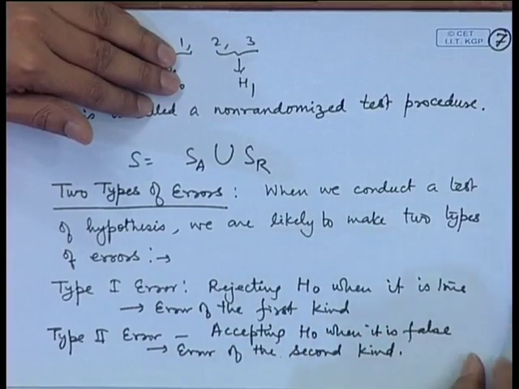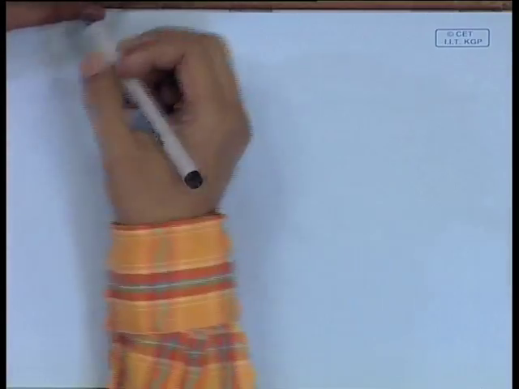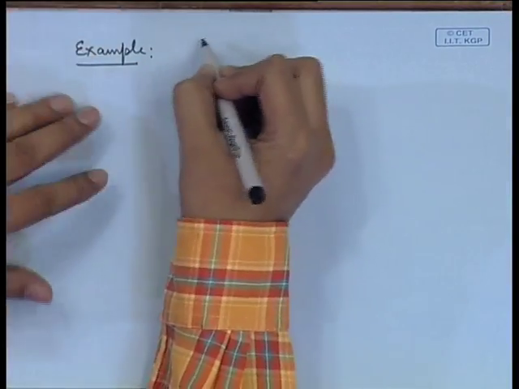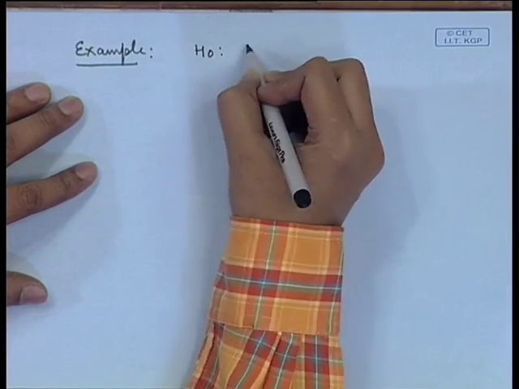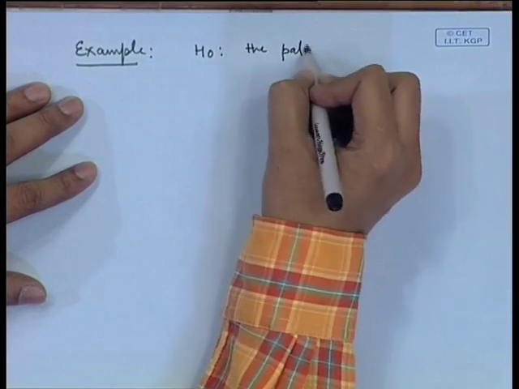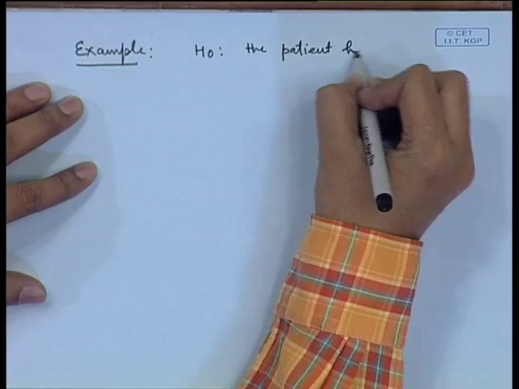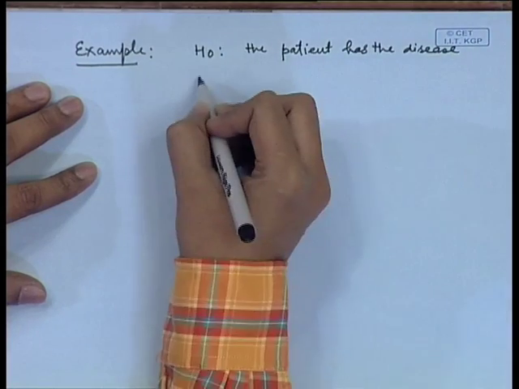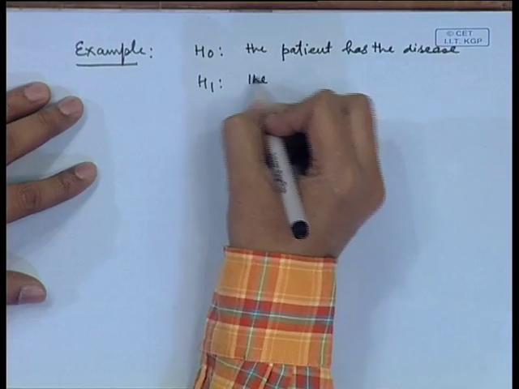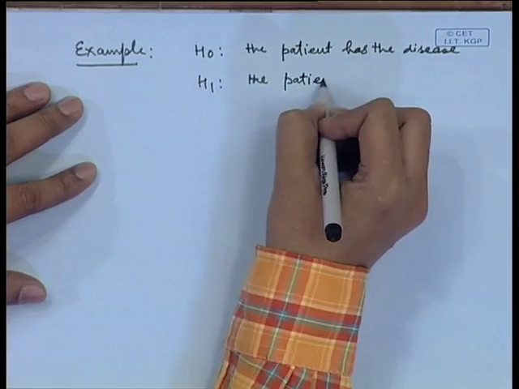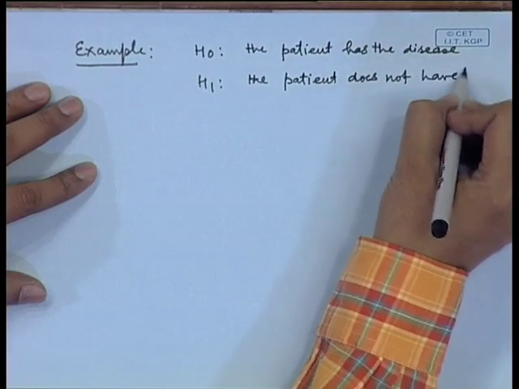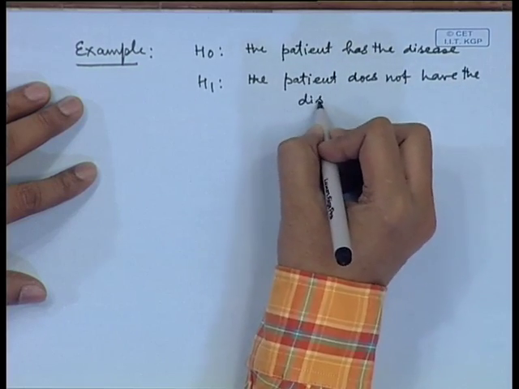Now, let us look at the null hypothesis and the alternative hypothesis in this case. H naught may be the patient has the disease, and H 1 is that the patient does not have the disease.